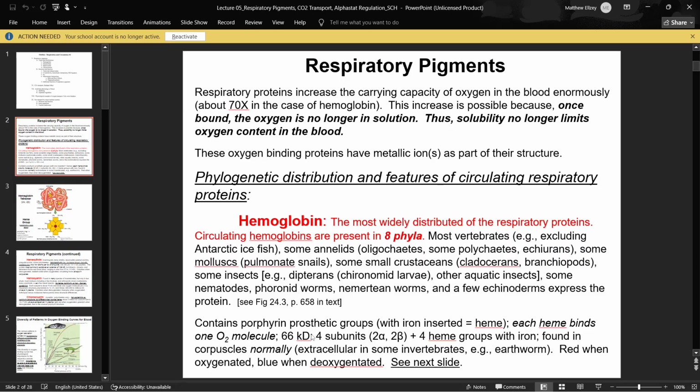They are found in corpuscles normally, though extracellular in some invertebrates. In corpuscles, it's red when oxygenated and blue when deoxygenated.